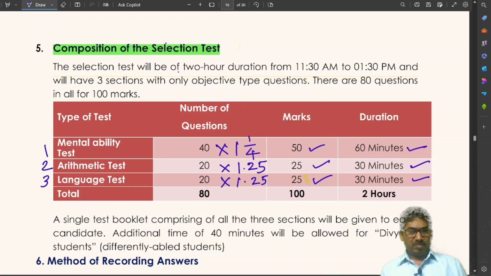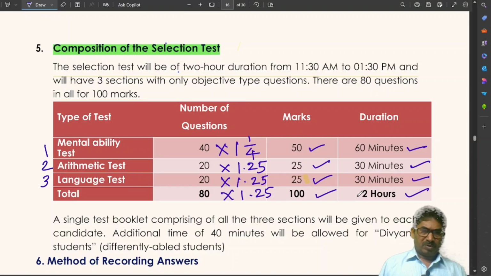The total questions in this test are 80 questions. Each question carries 1¼ marks. So total 100 marks. The duration of the time is 2 hours. A single test booklet like this, comprising all the 3 sections, will be given to each candidate. So we can start any subject first, but we have to complete the paper within 2 hours. That is important.